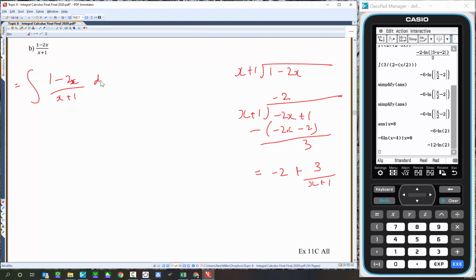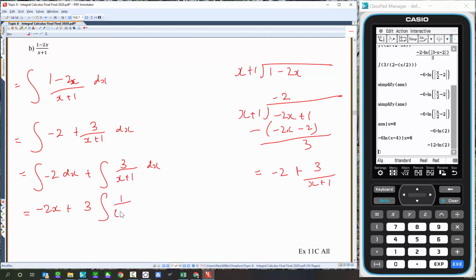So that is that dx, which is exactly the same as the integral of -2 plus 3 over x plus 1 dx, which is exactly the same as -2 dx plus 3 over x plus 1 dx, which is equal to -2x plus 3 goes out the front. See if you can do this one in your head. So this is going to be 1 on x plus 1 dx. Now that's going to be 1 on u. The derivative is going to be 1. So dx equals du.